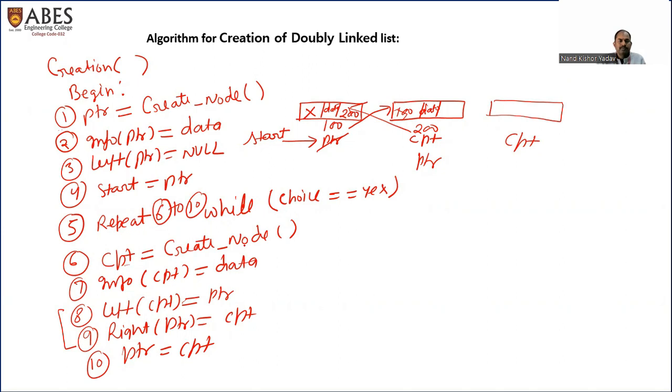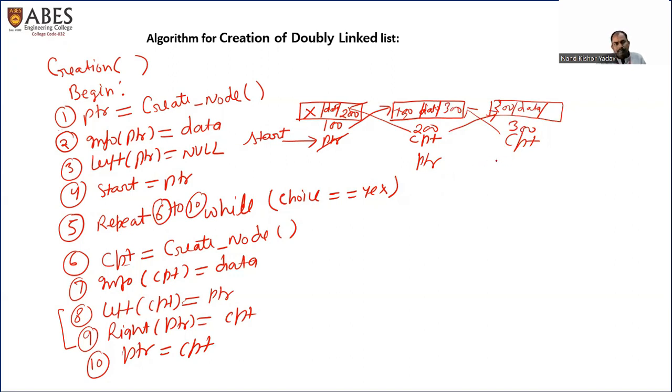CPT is equal to create node, which means CPT will be allocated memory. Assume the address for this is 300. Info of CPT is equal to data, so put data here for the third node also. Left of CPT is equal to PTR, so left of CPT, this one is PTR, means we put 200. This node is again connected. Right of PTR is equal to CPT means the right of PTR goes here. This is 300 again. Second and third node are also connected.